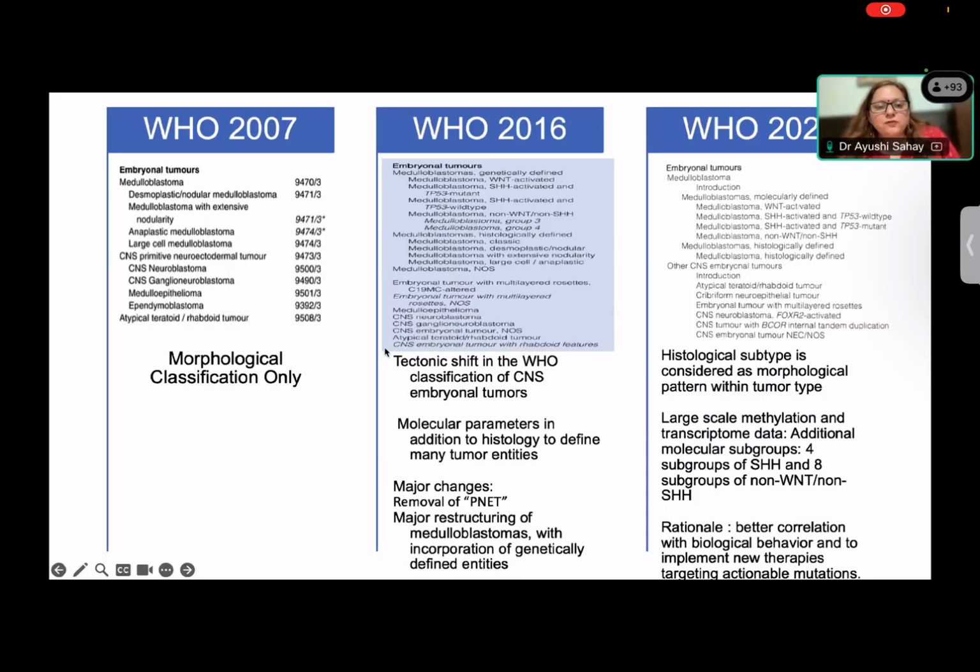So from 2000 till 2007, what you had was only morphological classification of embryonal tumors. So you had medulloblastoma of different histological types: desmoplastic nodular, extensive nodularity, anaplastic, large cell, and then there was this term CNS-PNET, which also had a lot of other embryonal tumors like neuroblastoma, ganglioneuroblastoma, medulloepithelioma, ependymoblastoma, and ATRT. Only these entities were described.